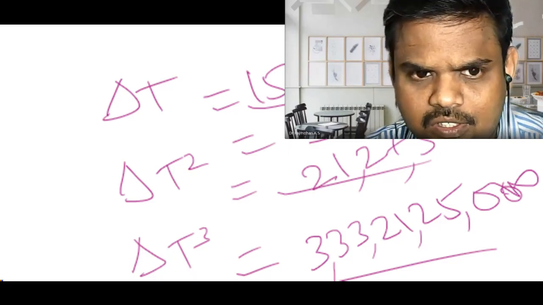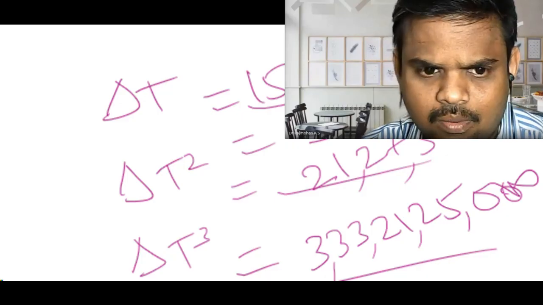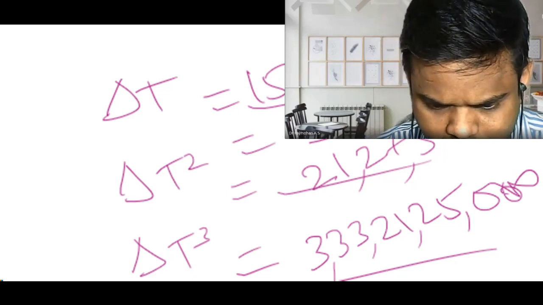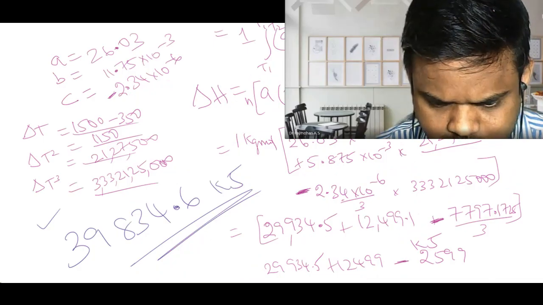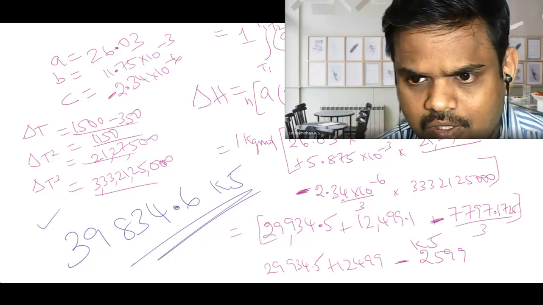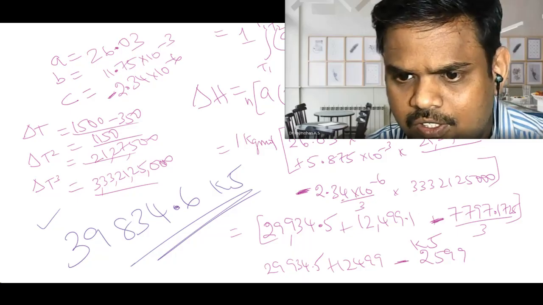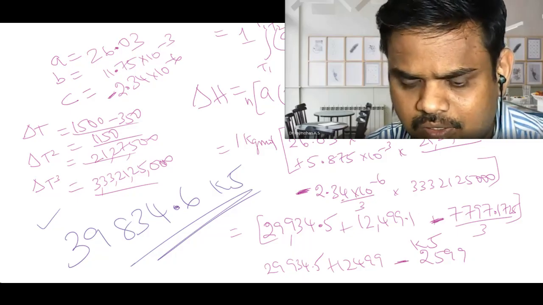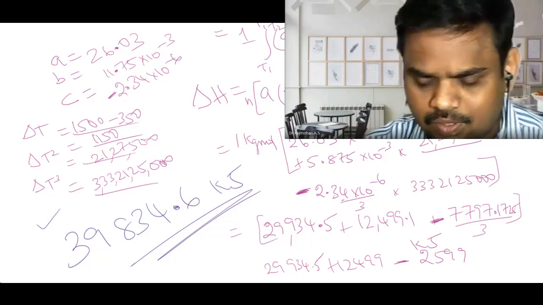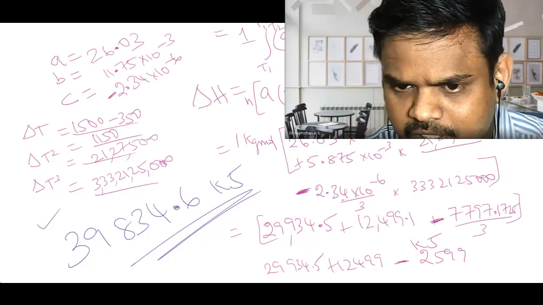Here what is the C value? Minus 2.34 into 10 power minus 6 into 3332125. I can divide this and multiply by 2.34. What we get is, the third term, I'm just writing so that you can verify the steps, 7797.1725 is the step. Similarly, what is the second value? This is minus, right? Remember, minus is here.